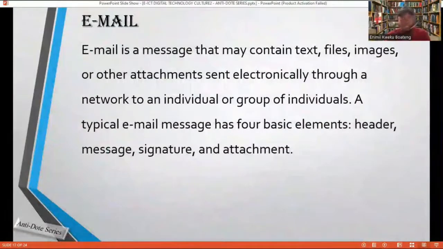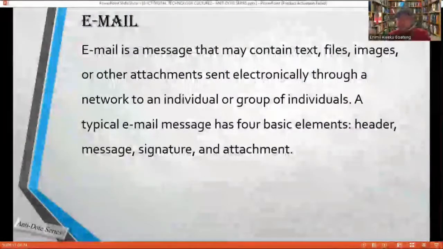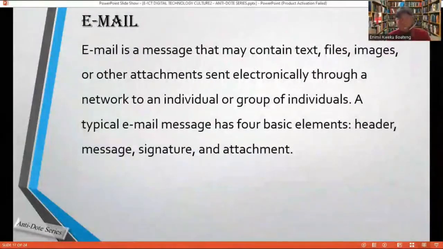Email. Email is a message that may contain text, files, images, or other attachments sent electronically through a network to an individual or group of individuals. So a typical email message has 4 basic elements: header, message, signature, and attachment.